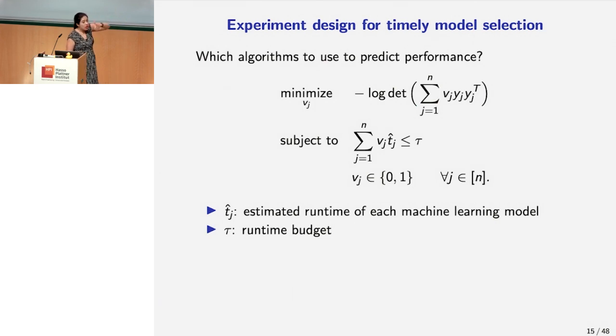You could also do this with, right, these don't just have to be machine learning models. These could also be metafeatures, right? And we could be choosing which metafeatures to bother calculating on our data set, okay?